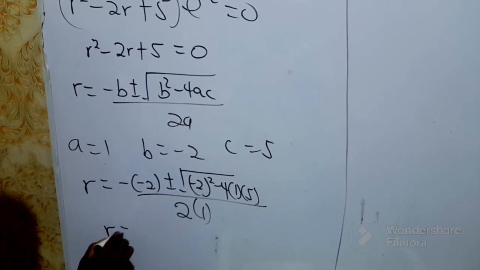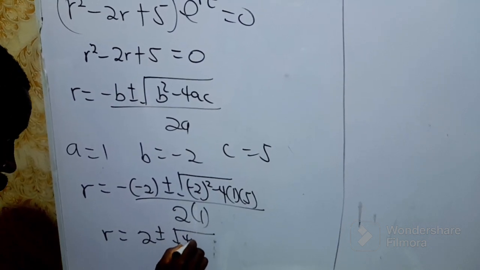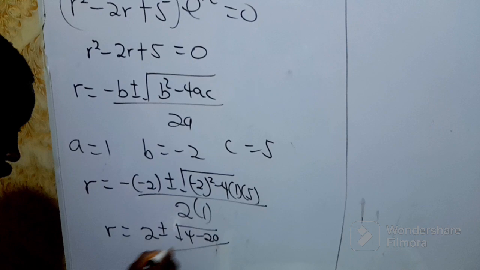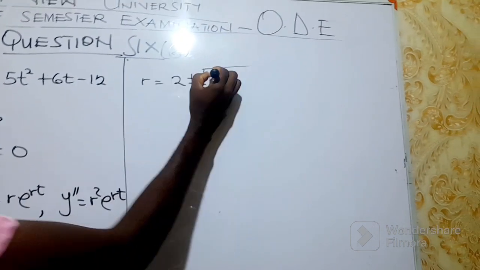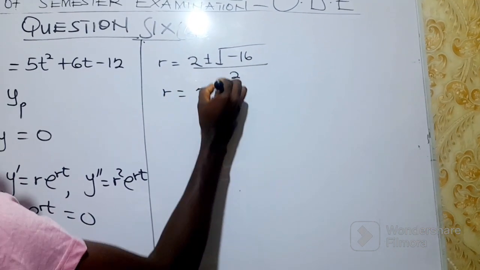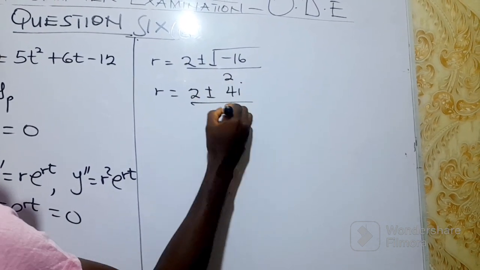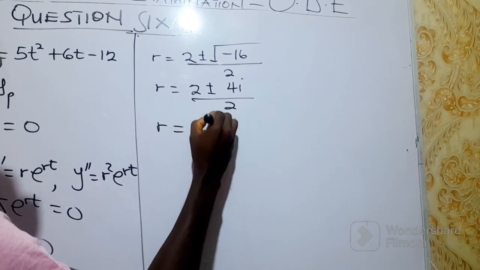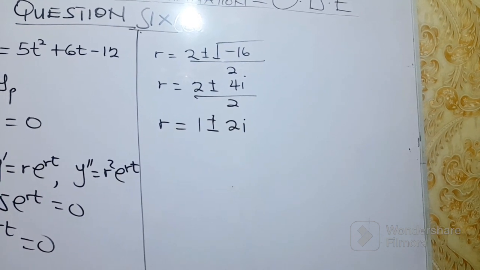So what I have is r equals 2 plus or minus the square root of 4 minus 20, all over 2. That will give us negative 16, all over 2. So I have 2 plus or minus the square root of negative 16, which is 4i, all over 2. So our r will be equal to 1 plus or minus 2i. So we have a complex solution.